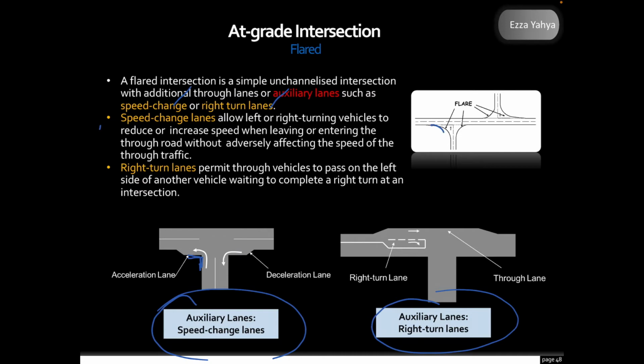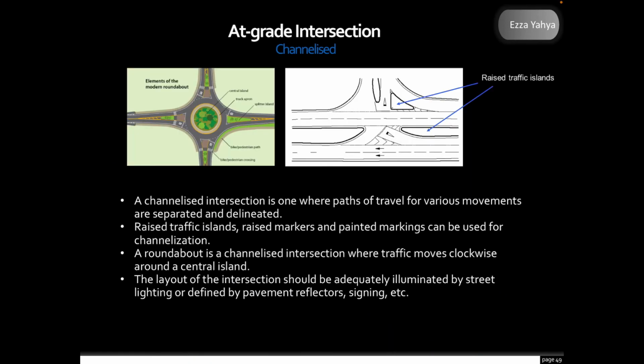So this one is a curve flare. This one is a flare. So when we turn left, this flare will reduce the speed of vehicles. While for the right turn, this is the right turn lane. It permits through vehicles to pass on the left side of another vehicle waiting to complete the right turn at the intersection. So the lane can go straight away, while another vehicle is just waiting to turn right.